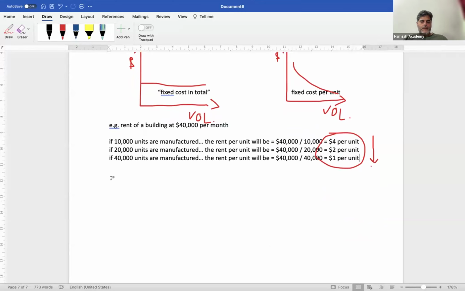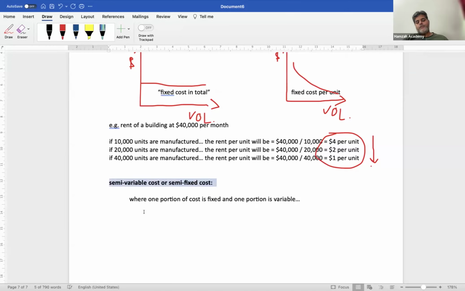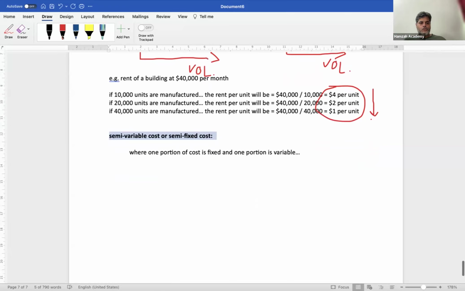Now, moving ahead, we have a semi-variable cost or semi-fixed cost over here. The semi-variable or the semi-fixed cost is where one portion of cost is fixed and one portion or one part is variable. You have a partial portion which is fixed, partial portion which is variable, that is called the semi-variable or the semi-fixed cost.